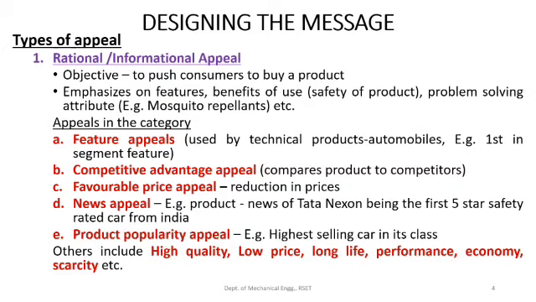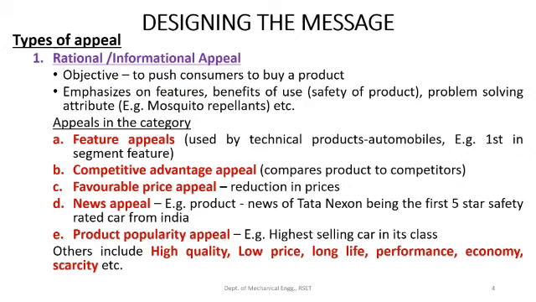Say you're buying a detergent, priced at rupees 100 per kilogram. Now they might communicate a message that the same 1 kilogram can now be purchased for rupees 90. So that is an appeal that tries to project the favorable price aspect of their product, where they have reduced the prices for the same quantity. That is called favorable price appeal, where they communicate reduction in prices.